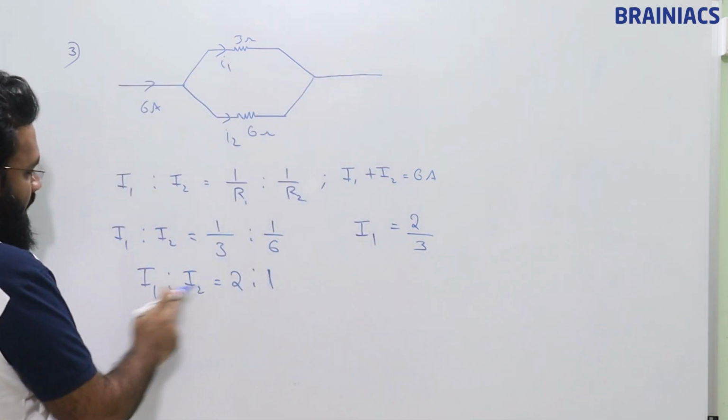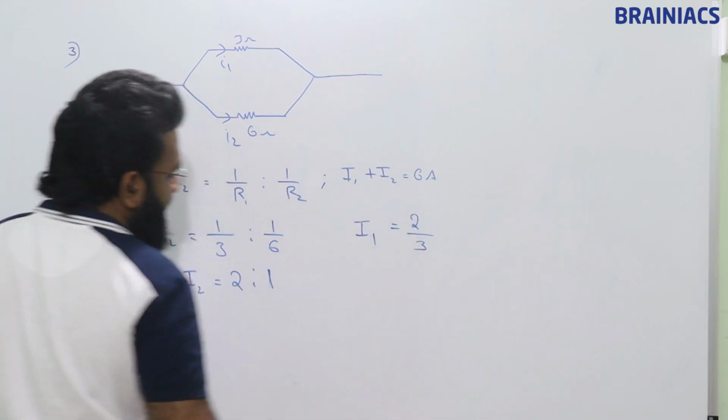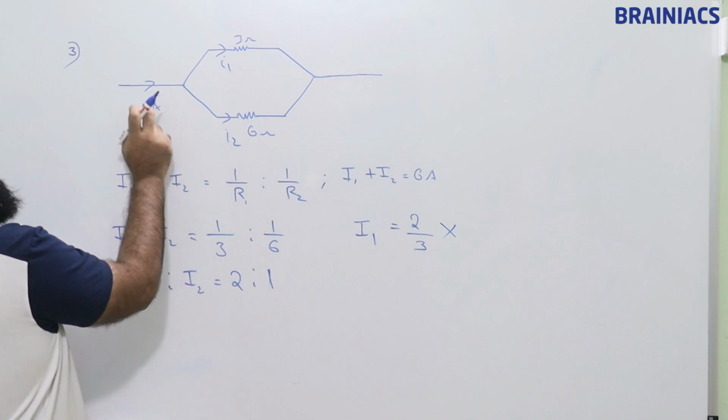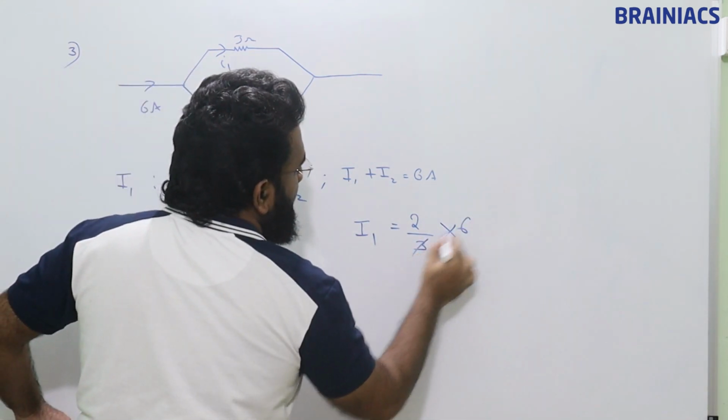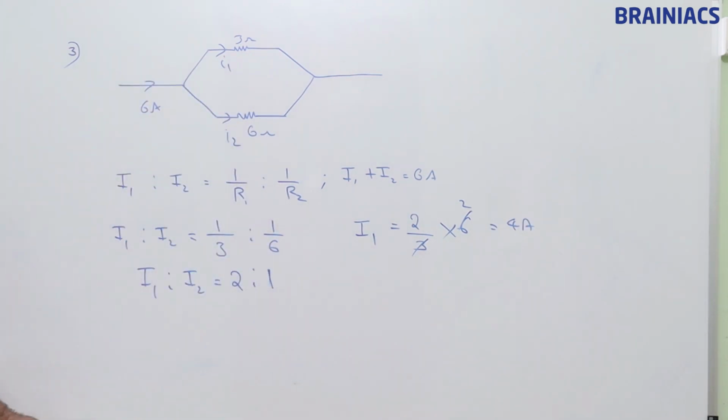So here I1 is to I2. I1's part is 2. That 2 we write here, divided by the sum of these two, 3, into this current. If we write that, then we will be getting 4 ampere. Clear?